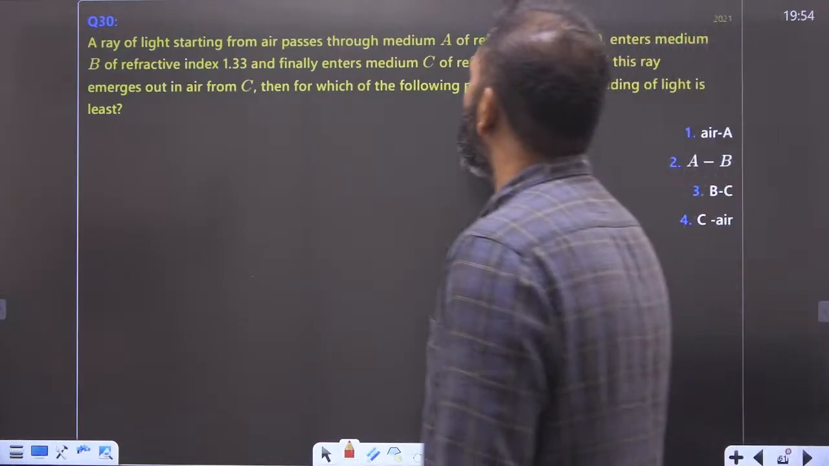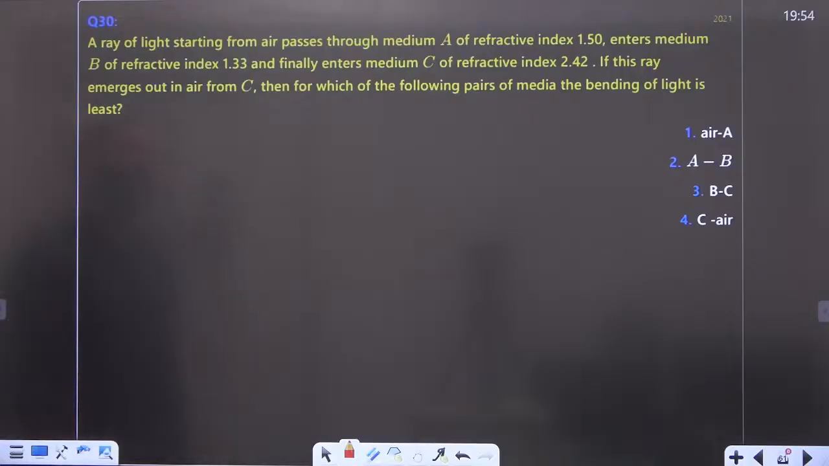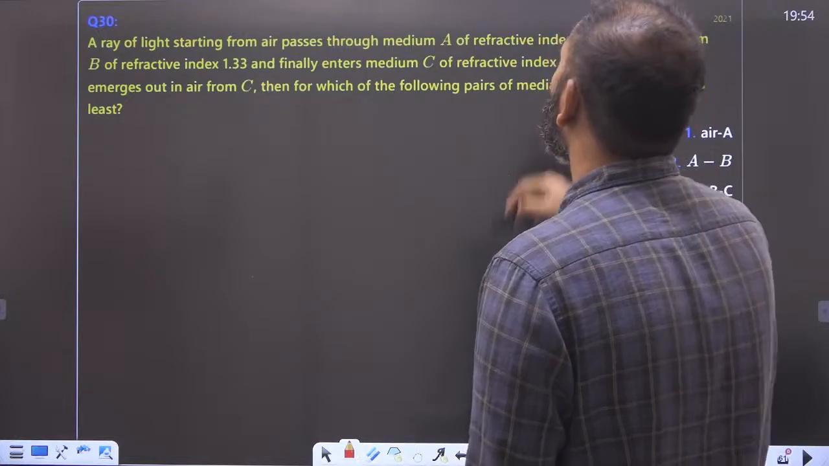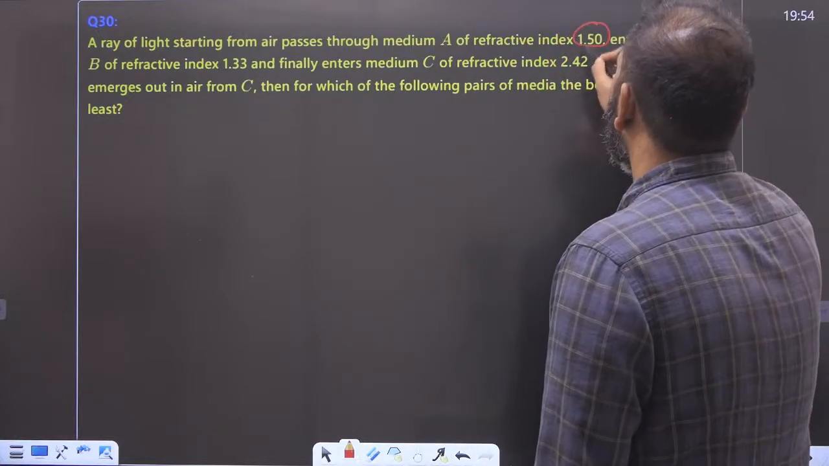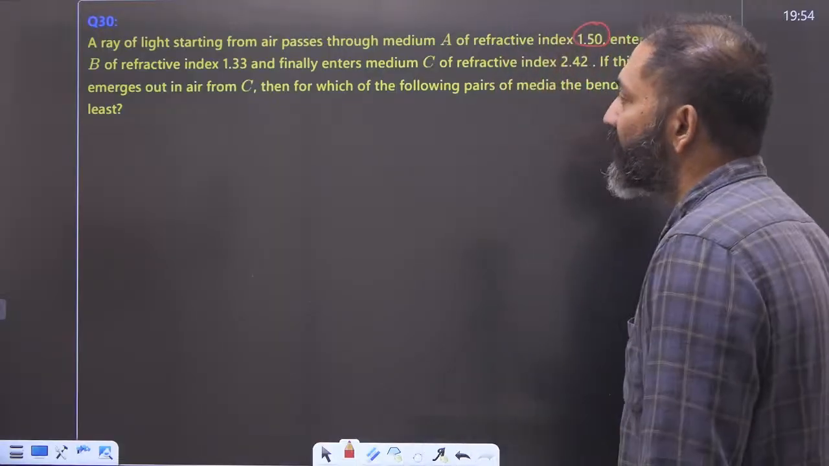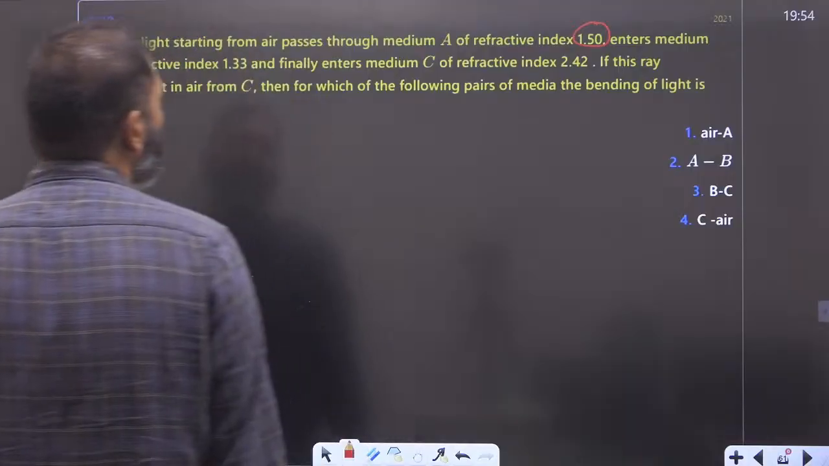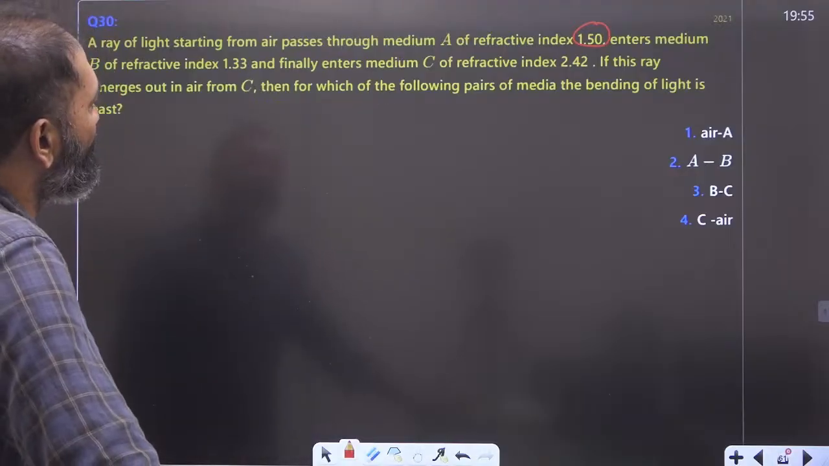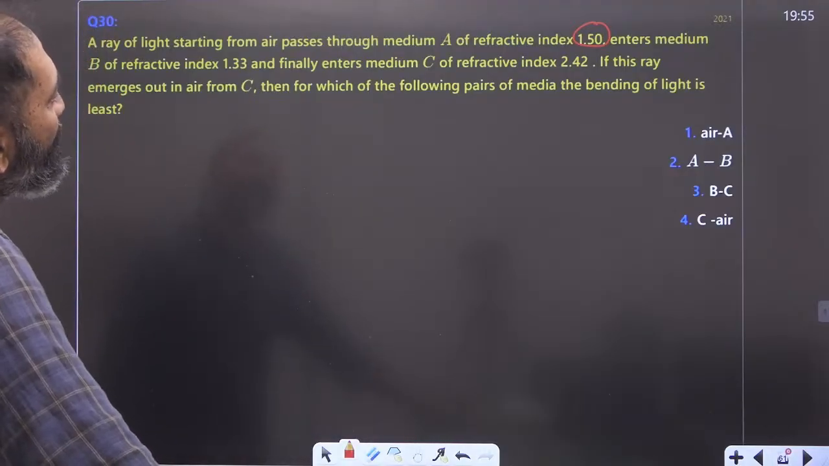A ray of light starting from air passes through a medium A of refractive index 1.5, enters a medium B of refractive index 1.33, and finally enters medium C of refractive index 2.42. If this ray emerges out in air from C, then for which of the following pairs of media is the bending of light least? First bending is from medium A of refractive index 1.5 to 1.33. 1.5 means denser, and 1.33 is rarer. So it bends away from normal. And finally enters a medium C of refractive index 2.42.